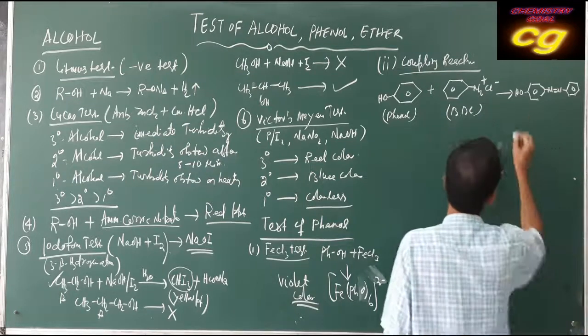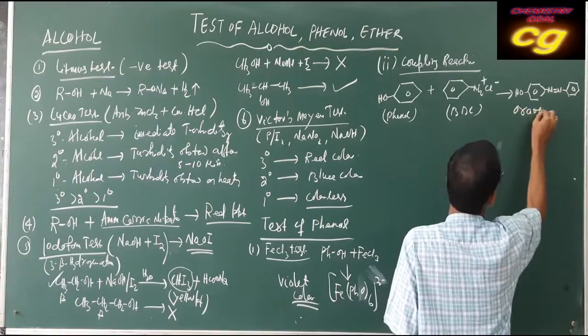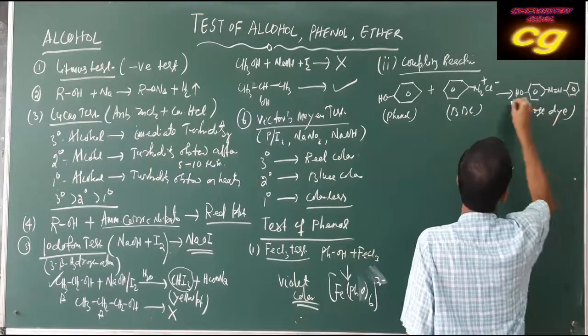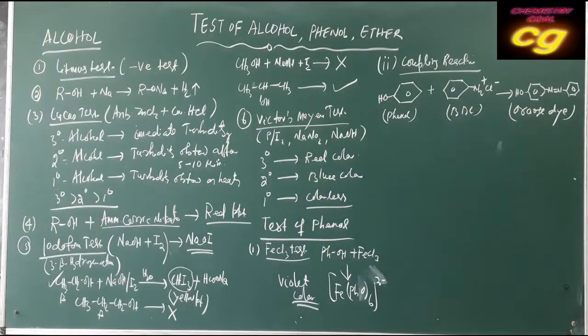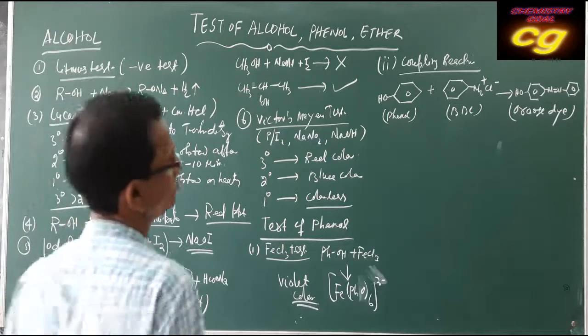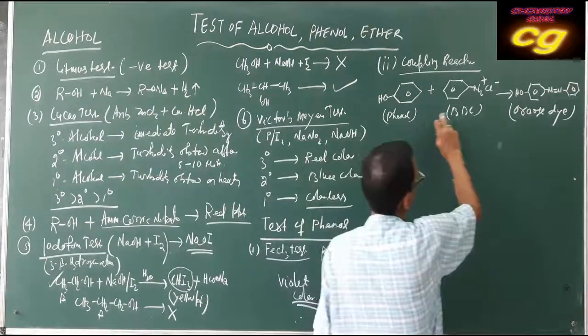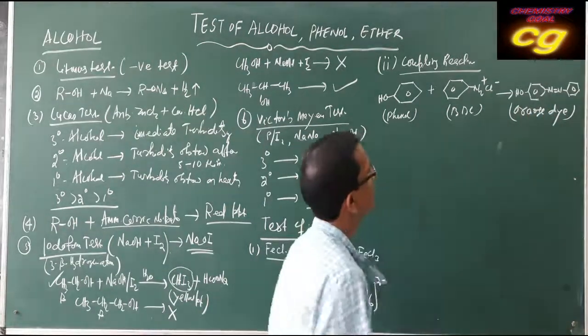This is orange dye. Orange color dye is produced. That indicates the presence of phenol. Presence of phenol can be identified by this.